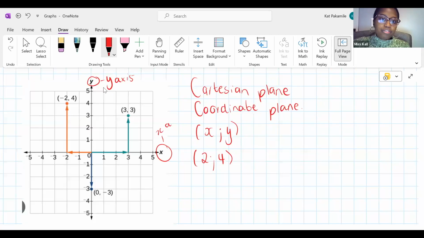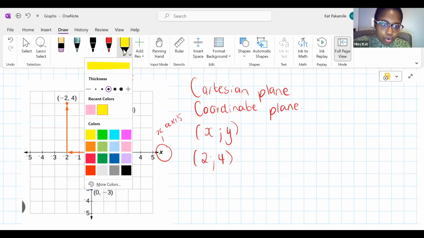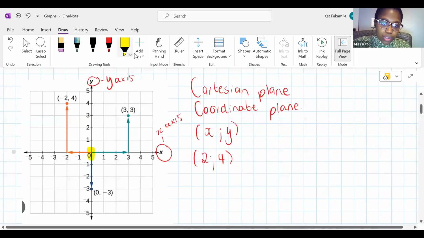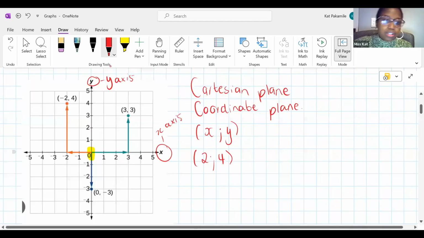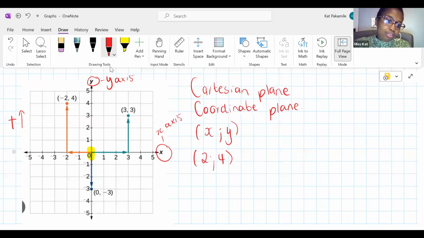Now, if you look on your Cartesian plane, we have numbers. Right in the middle, we have 0. That is our point of reference. It's called the origin, okay? That is the origin of our Cartesian plane. Going up for your y-axis, we have positive numbers. And going down for your y-axis, we have our negative numbers.